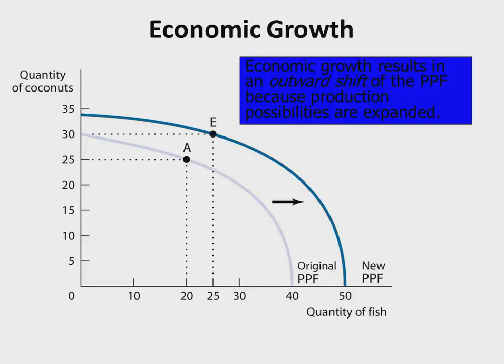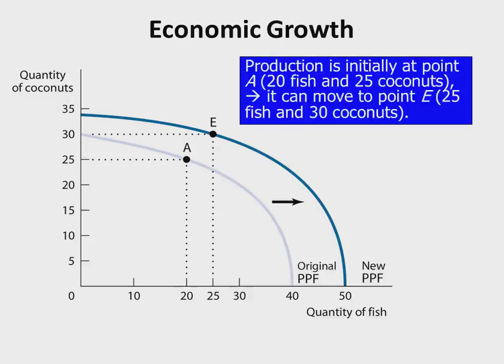And if we move to a different point E, we notice how the improvement has taken place in terms of the output of fish and coconuts. So the economy can now produce more of everything because there is economic growth. Production, initially at A, where we were producing 20 fish and 25 coconuts, has improved to 25 fish and 30 coconuts.